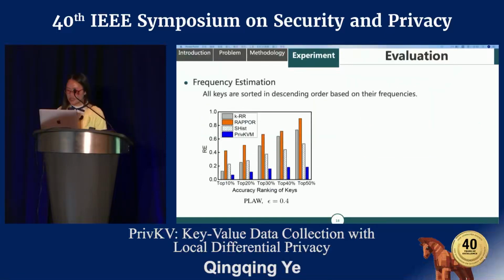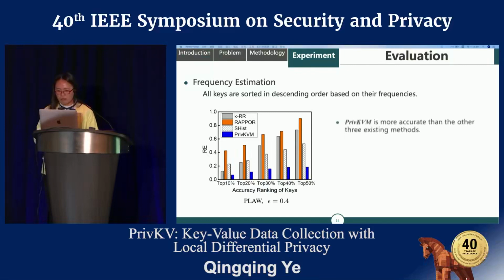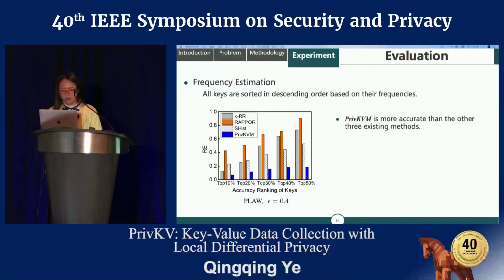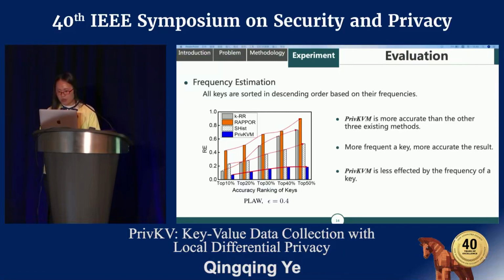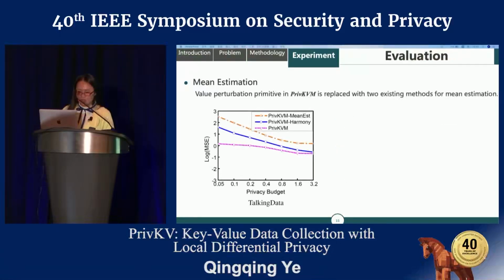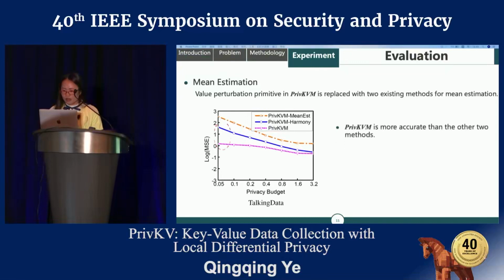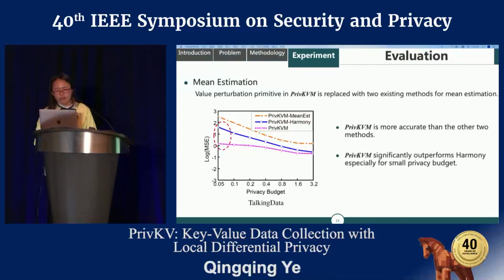As for the frequency estimation, we show the results of PrivKVM comparing with 3 existing methods. We observe that our method is more accurate than the other 3 existing methods. And for all methods, we observe that the more frequent a key, the more accurate the result. And overall, PrivKVM is less affected by the frequency of a key. Further, for mean estimation, we show the results of PrivKVM comparing with the other 2 combinations. Here, a value perturbation primitive in PrivKVM is replaced with 2 existing methods for mean estimation. We observe that PrivKVM is more accurate than the other 2, especially for a small privacy budget.